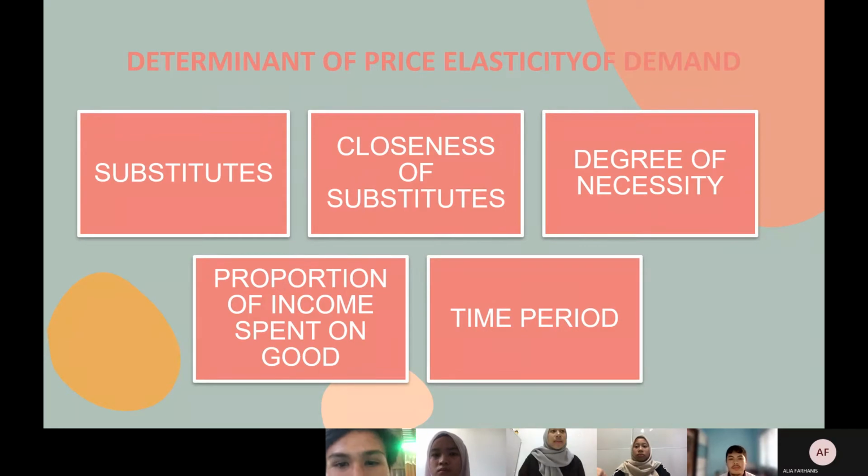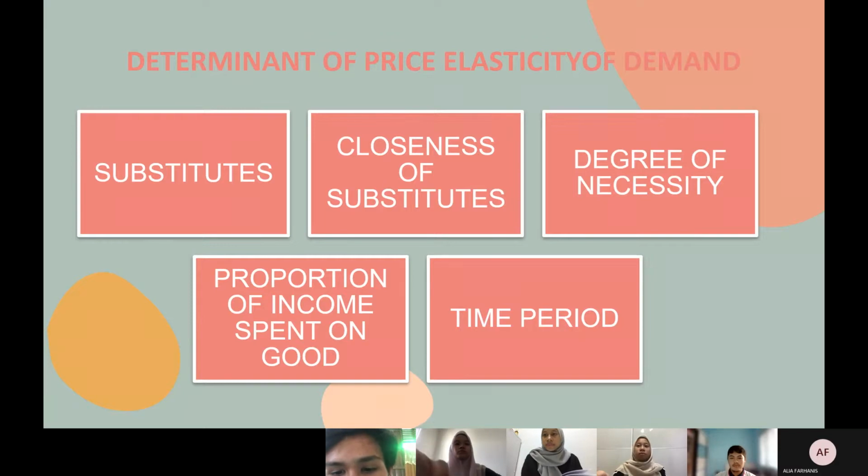Determinants of price elasticity of demand. Substitutes: the more substitutes, the higher the PED. The second one is closeness of substitutes: the closer the substitutes, the higher the PED. The third one is degree of necessity: the lower the degree of necessity, the higher the PED. The fourth one is proportion of income spent on the good: the larger the proportion of income spent on the good, the higher the PED. The last one is time period: the longer the time period considered, the higher the PED.